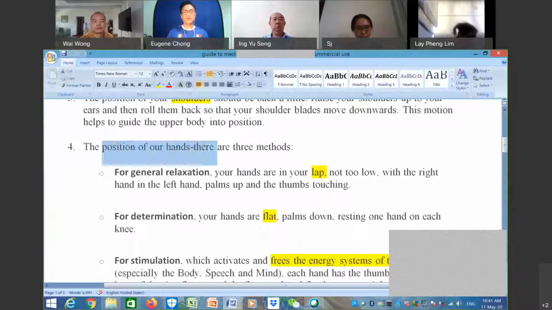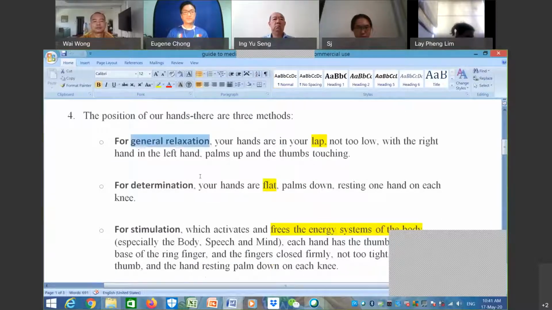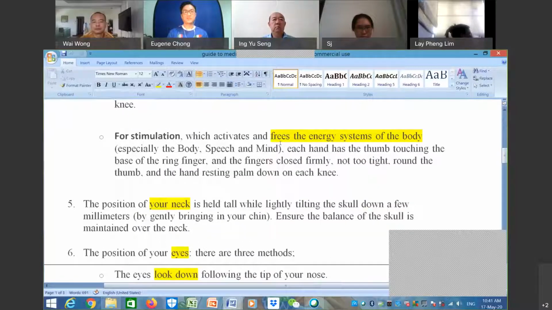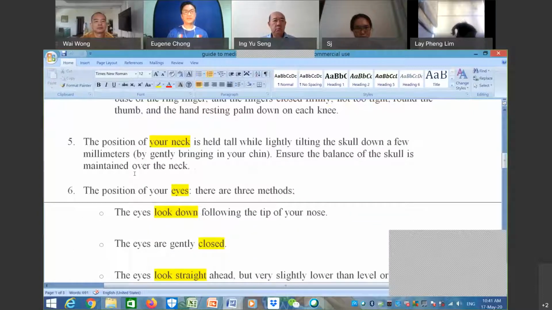For the position of our hands, there are 3 methods. For general relaxation, your hands are in your lap, not too low, with the right hand in the left hand, thumbs up and thumbs touching. For determination, your hands are flat, palms down, resting one hand on each knee. For stimulation, which activates and frees the energy systems of the body, especially body, speech, and mind, each hand has the thumb touching the base of the ring finger and the fingers closed firmly, not too tight, with the hand resting palm down on each knee. The position of your neck is held tall while lightly tilting the skull down a few millimeters by gently bringing in your chin.